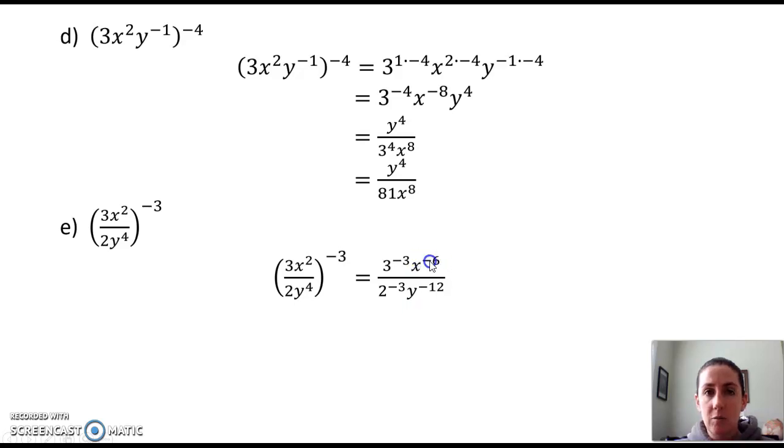This x is in the numerator. I'll move it down to the denominator. This 2 is in the denominator. I'll bring it up to the numerator. And this y with the negative exponent in the denominator, I'll bring it up to the numerator. And now we can take 2 and multiply it to itself 3 times, which is 8. We can take 3 and multiply it to itself 3 times to get 27. And we get a final answer of 8y to the 12th over 27x to the 6th.